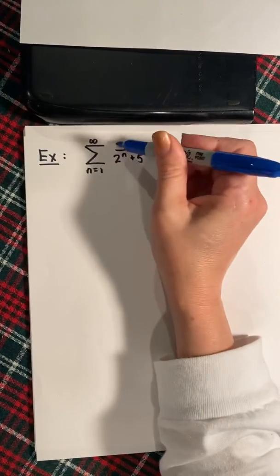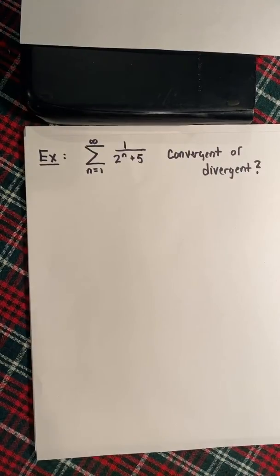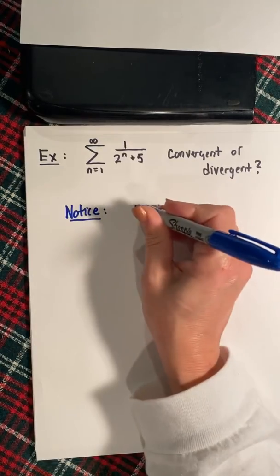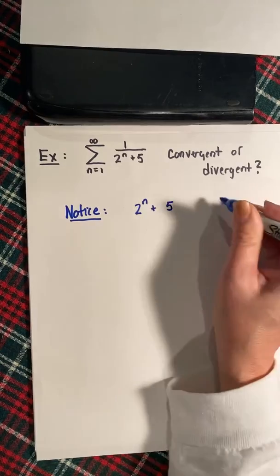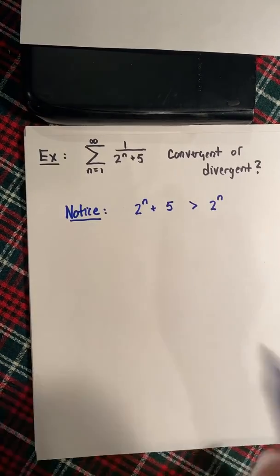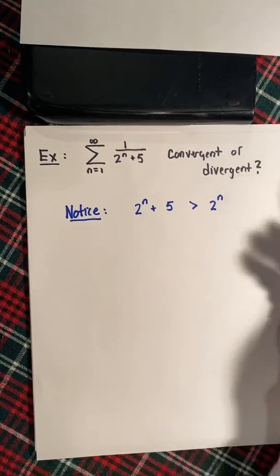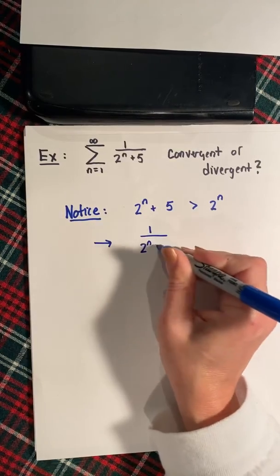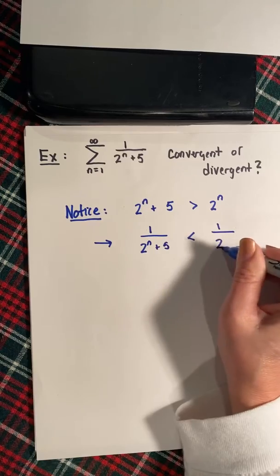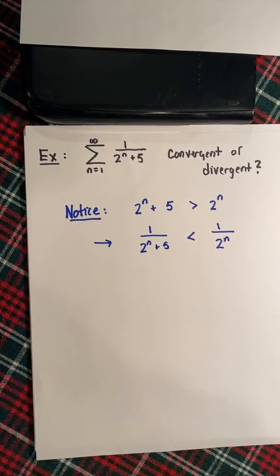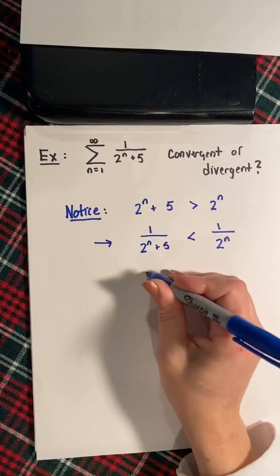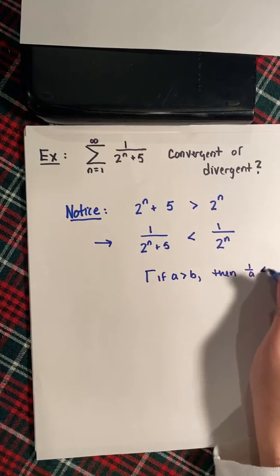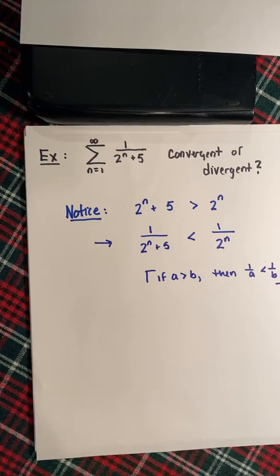So I'm keeping in mind that I'm thinking this is going to behave like 1 over 2 to the n. Now let's notice here, isn't it true that 2 to the n plus 5 is always greater than 2 to the n? Because if we take anything and add a positive value to it, it's going to be greater than the value itself. So therefore, based on properties of algebra, the reciprocal 1 over 2 to the n plus 5 is less than 1 over 2 to the n, because we have this property: if A is greater than B, then 1 over A is less than 1 over B. That's what I just used in algebra.